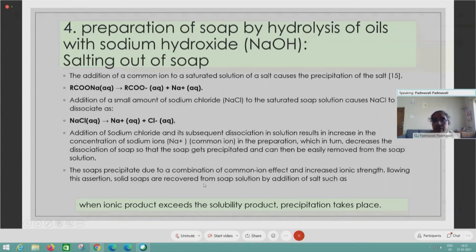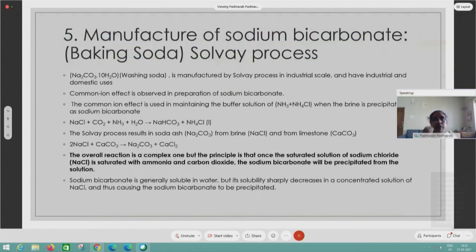So solid soaps are recovered from soap solution by addition of salt, such as here, if you have sodium in common, sodium salt. Okay, potassium salt. So we know precipitation occurs when ionic product exceeds solubility product. Okay, so this is one example.